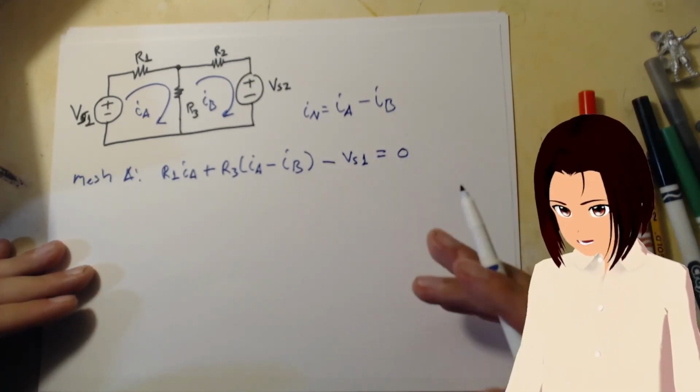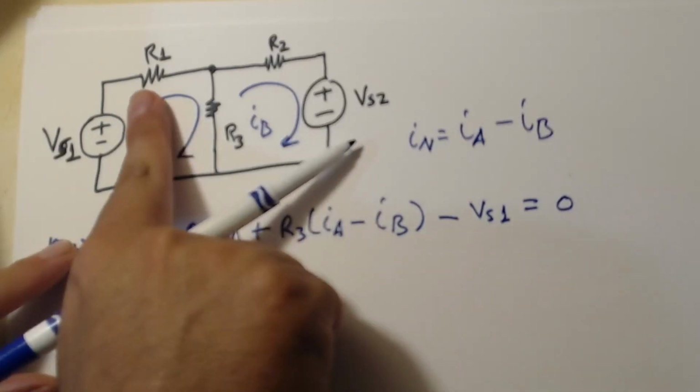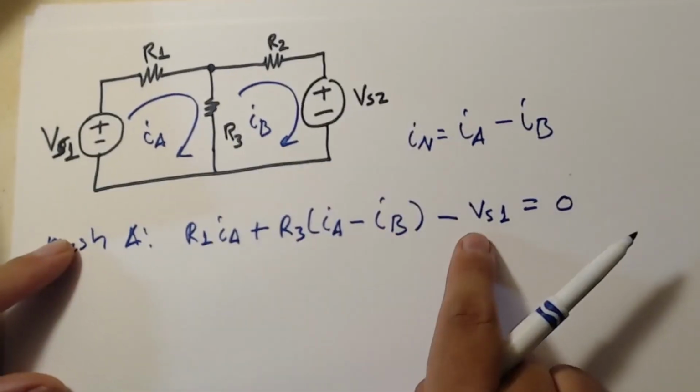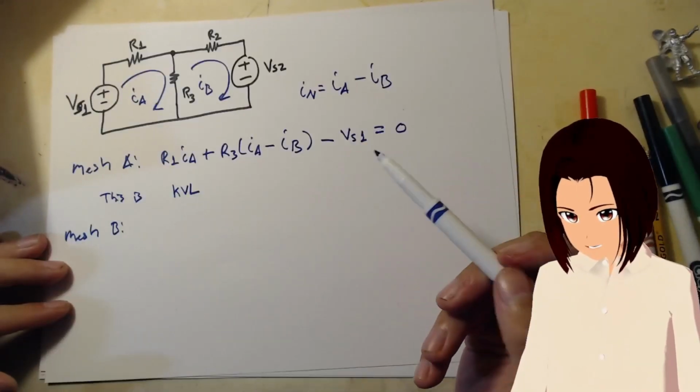And that's it. This guy here is the voltage of this guy, and this guy is the voltage of that guy, and this guy is the voltage of here. This is KVL. So we got it. Mesh B, let's do the same thing.